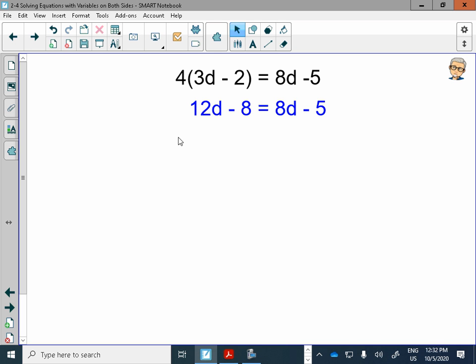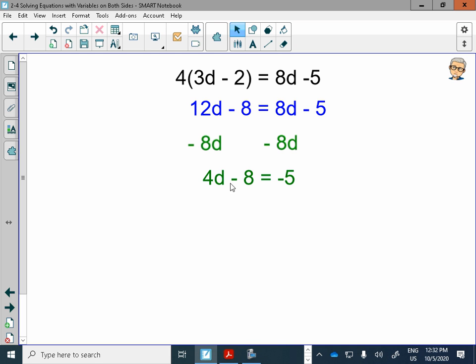Again, we don't have like terms on either side that we can combine, so we're just going to move the variable terms to one side. I'm going to subtract 8d from both sides. When I do, on the right-hand side, the 8d's cancel out. I'm left with negative 5. Over here we have 12d minus 8d, which will leave us with 4d. So we have 4d minus 8 is equal to negative 5.